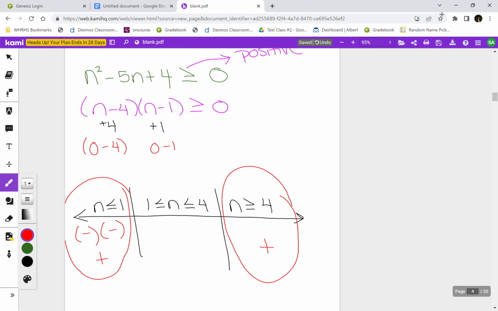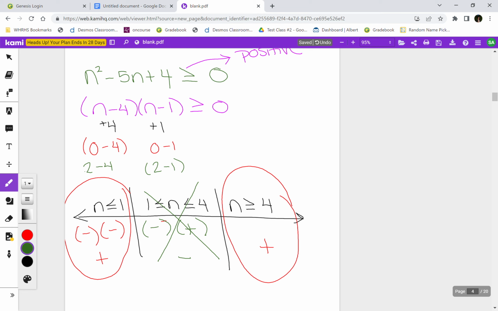n is greater than 4 will work. Let's test a number between 1 and 4. Give me a number between 1 and 4. 2. 2 minus 4 is negative. 2 minus 1 is positive. A negative times a positive is a negative. Oh, sorry, a negative. You know what I meant. This region does not work.